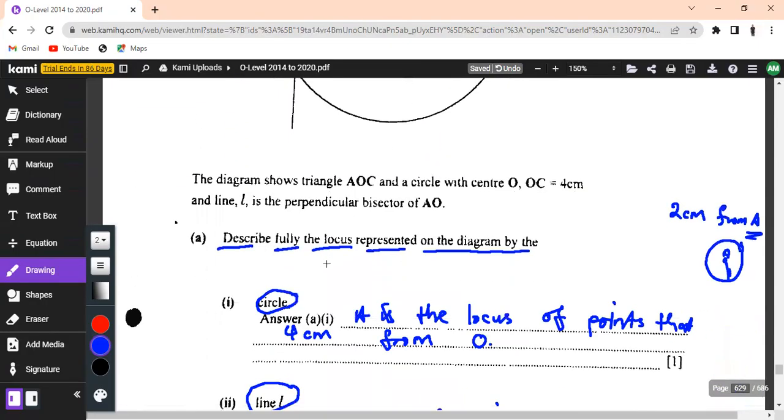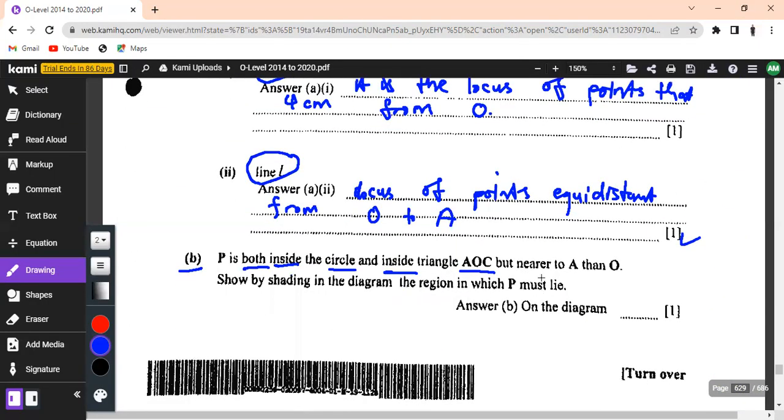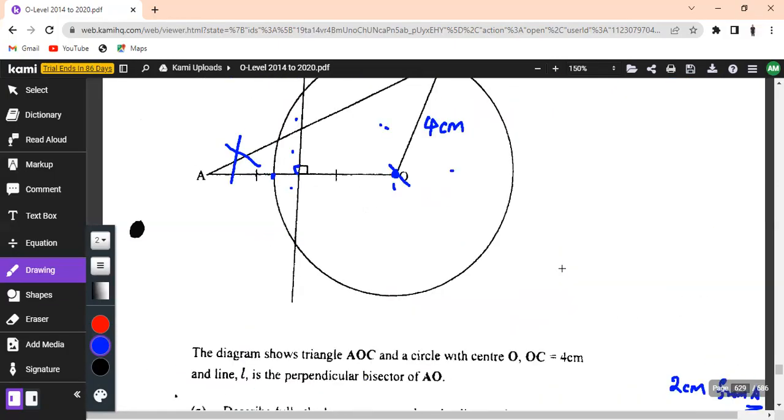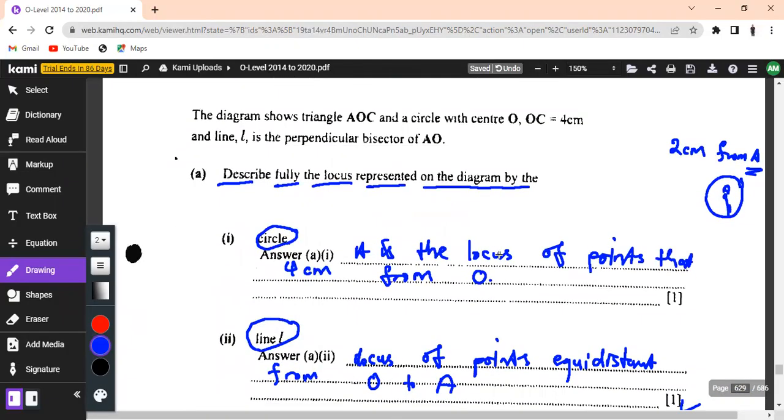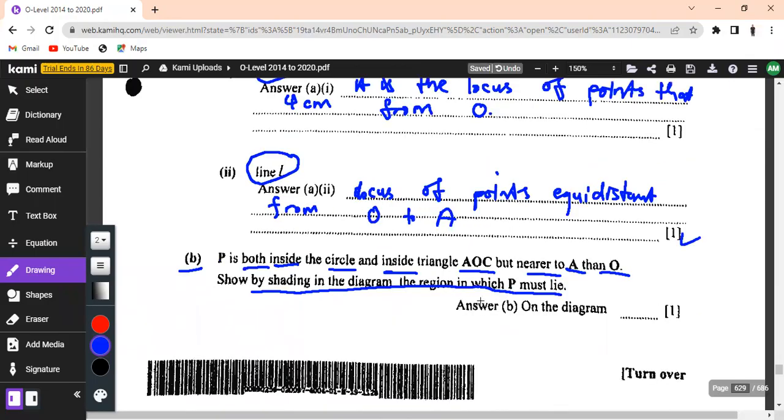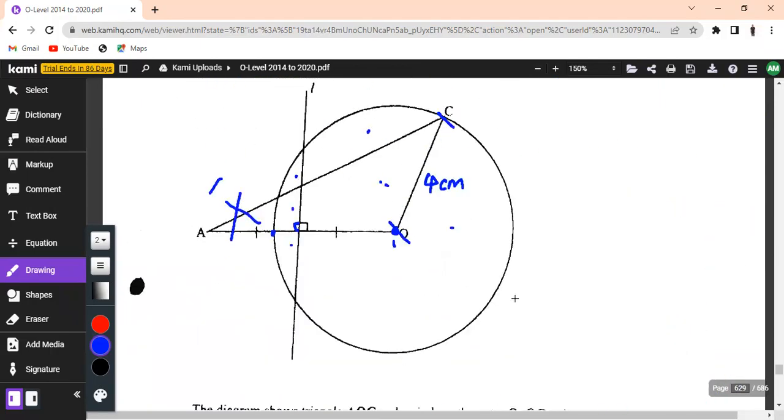We need a region that is inside the circle, and that region that is inside the circle and also inside this triangle, it is nearer to A than to O. So show by shading the region in which P must lie. Okay, this region is nearer A than O. So let's cross-check. The line L here is the one that can tell us which region is closer to A and which region is closer to O. So we are told that the region is nearer A than O.